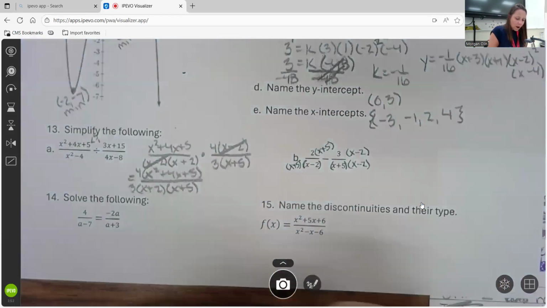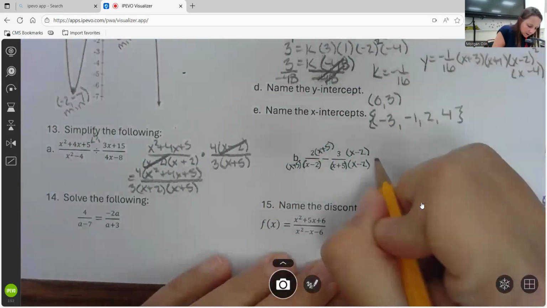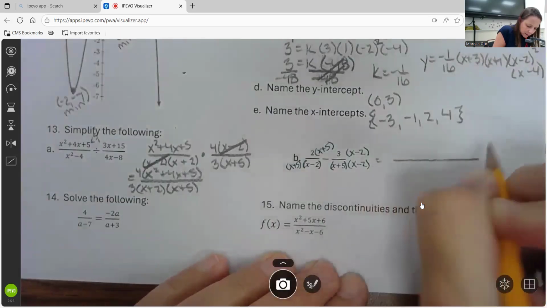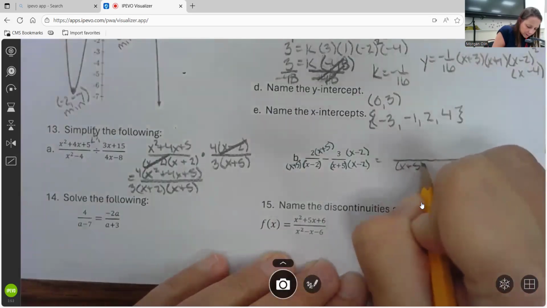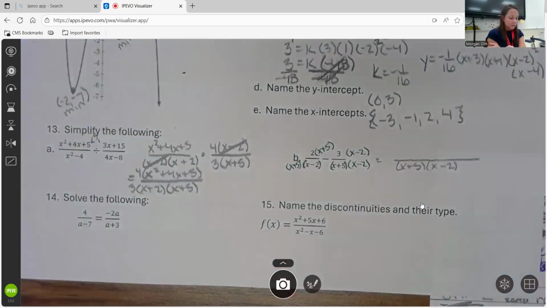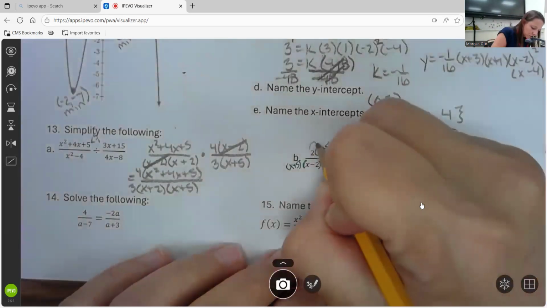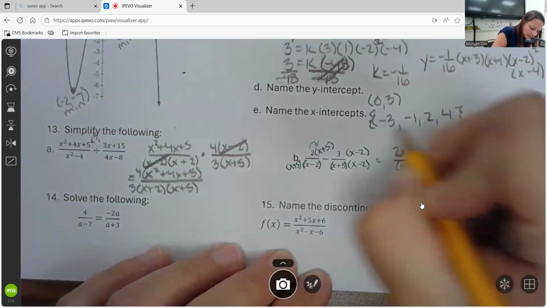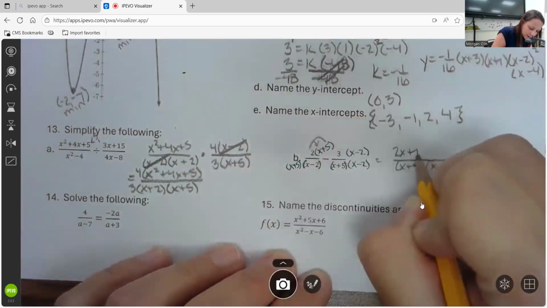Okay, so our common denominator here is x plus 5, x minus 2. Now we need to work on the numerator. My suggestion here is to go ahead and distribute the 2. So that's 2x, and then 2 times 5 is 10.